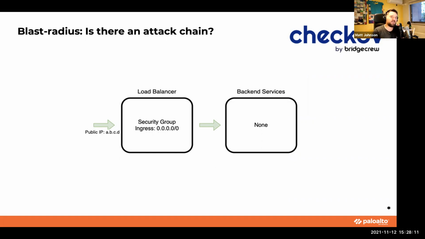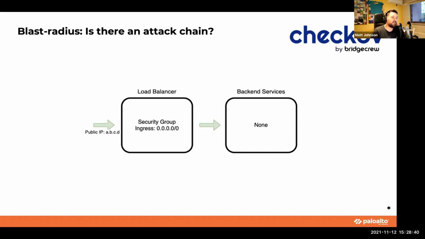So is it misconfigured? Yes. Is it actually risking anything in your infrastructure if there's no backend service attached to it? Well, no. Unless someone has a 0-day for, I don't know, Amazon's built-in load balancer, probably not, because all it's going to do is drop that traffic on the floor. It's not going to access any backend service because there's no backend service bound to it.